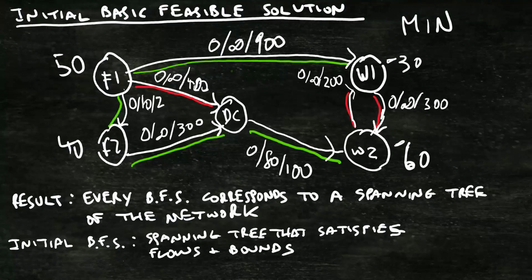just in green. So we will have 10 flowing here. We will have 50 flowing here. We will have 50 flowing here. We have a problem because we only have 50 and this requires 60, and this is not feasible. So we cannot have this as an initial basic feasible solution. So we have to start again.